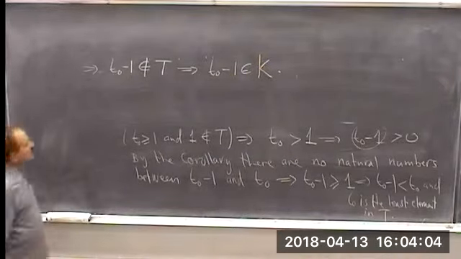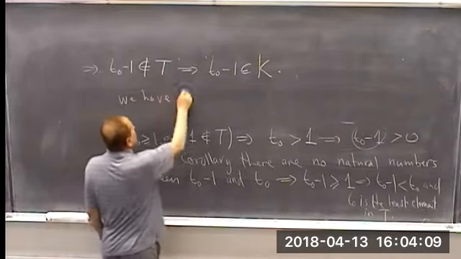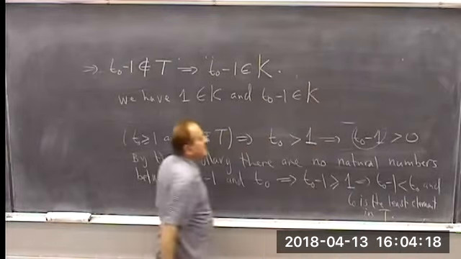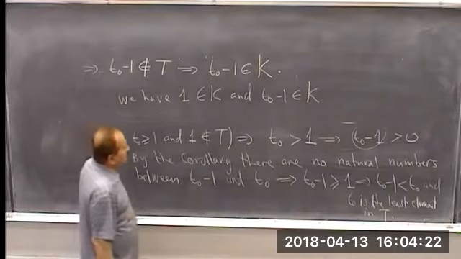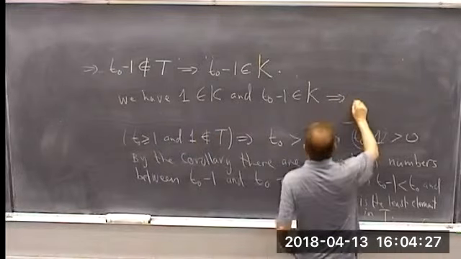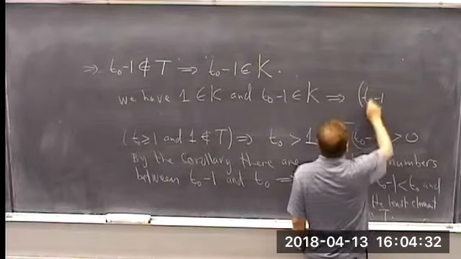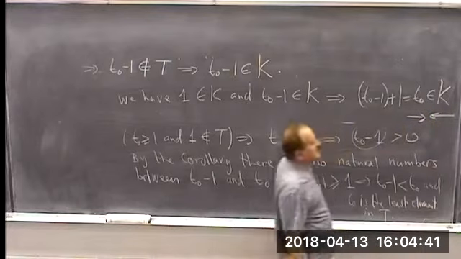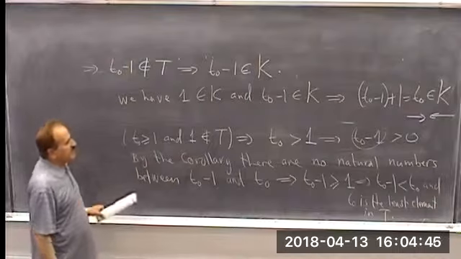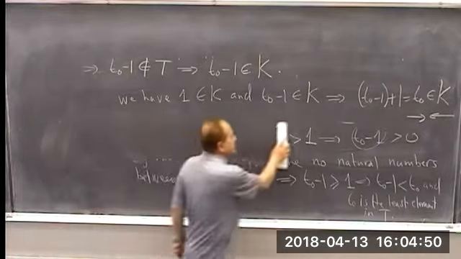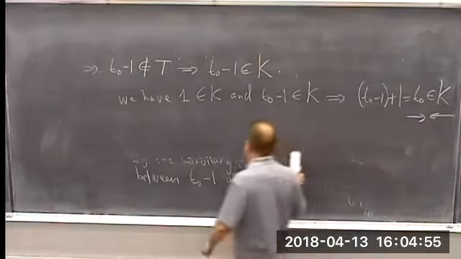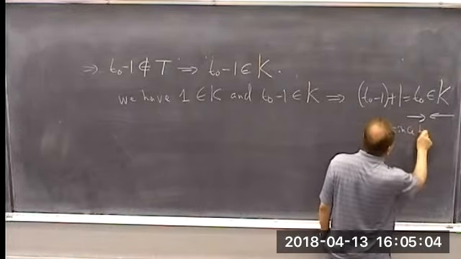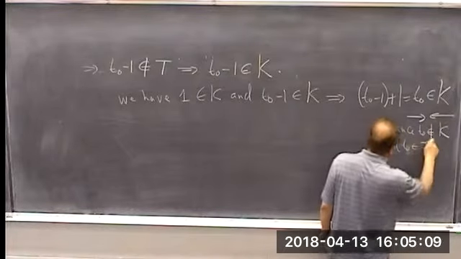Now we have 1 in K and T sub 0 minus 1 in K. By the condition that we impose on K, this implies their sum, T sub 0 minus 1 plus 1, which is equal to T sub 0, is in K. But we have a contradiction here, because T sub 0 is in T, and the elements in T are not supposed to be in K. So these opposing arrows mean contradiction.